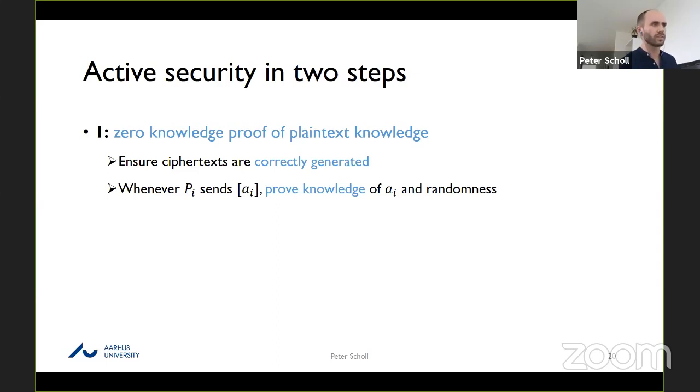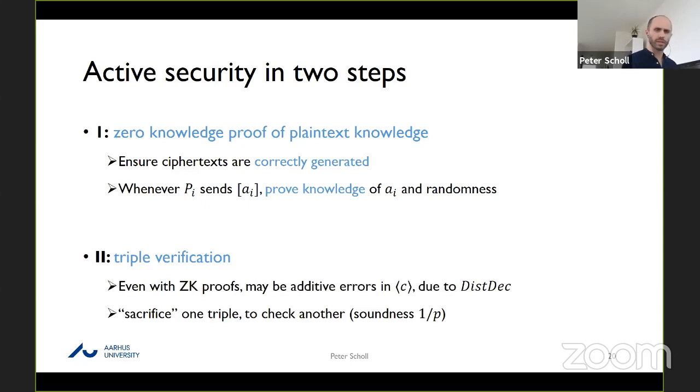Then we still need to do one more step on top of the zero-knowledge proofs, which is to add some actual verification procedure to check that the triples themselves are correct. The reason for this is that there could be some extra errors introduced during the distributed decryption process. Recall we did this distributed decryption on A, B, and C, and then we use these shares again to multiply in the MAC key in a second iteration. So it could be that you get additive errors in the C term after it was decrypted, which will then be introduced when you multiply with the MAC key in the next step.